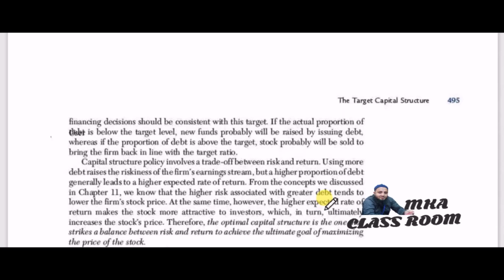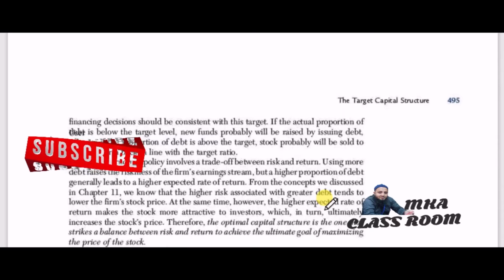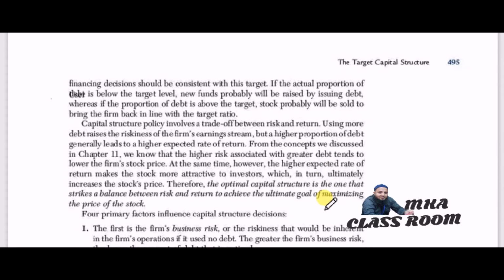If the actual proportion of debt is below the target level, new funds probably will be raised by issuing debt. Whereas if the proportion of debt is above the target, stock probably will be sold to bring the firm back in line with the target ratio.